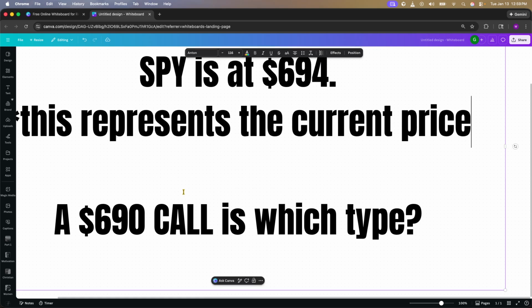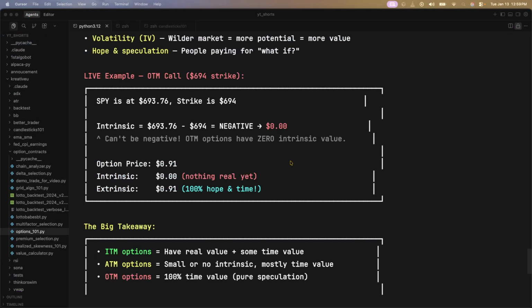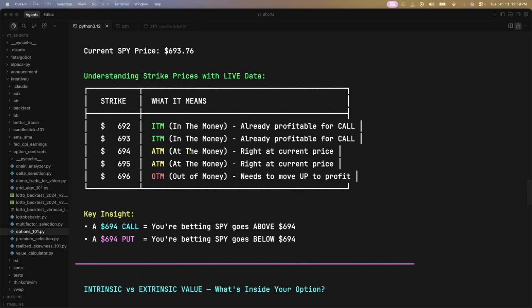So remember the school of thought for ATM, OTM, and ITM. ATM contracts are at the current price, or just under it. ITM, or in the money contracts, are at the current price of SPY or a little bit less. As you see, the current price is 693, so 693 and 692 are already in the money contracts, dollar for dollar movement. And OTM contracts are two or more levels away, right?